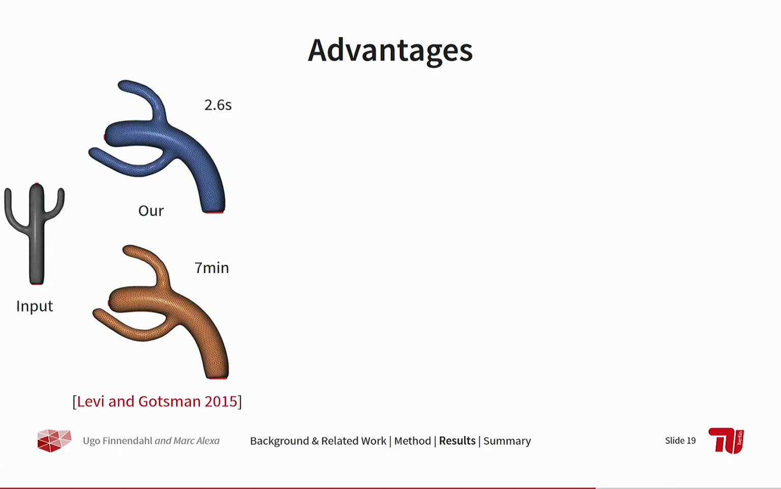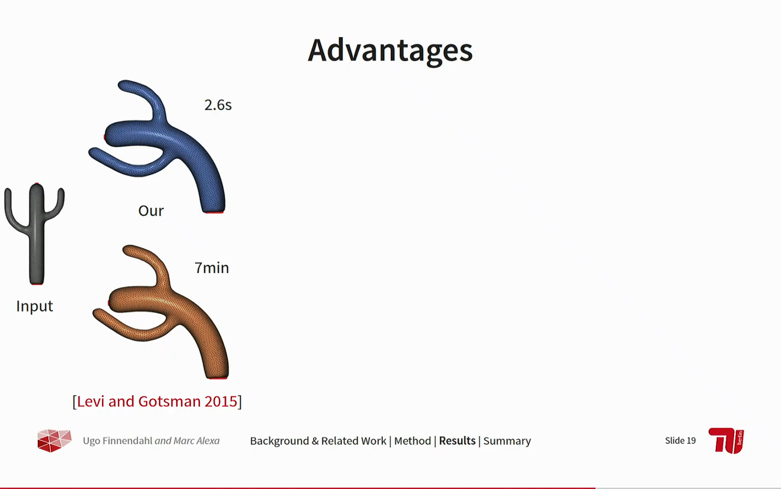First, the method by Levy and Gotsman can sometimes converge really, really slowly. This example, for example, took over 7 minutes, while our method only took 2.6 seconds. And this is actually something that was stated by the authors, and they suggested to use a multigrid solver, which we could also use, so we didn't compare this.